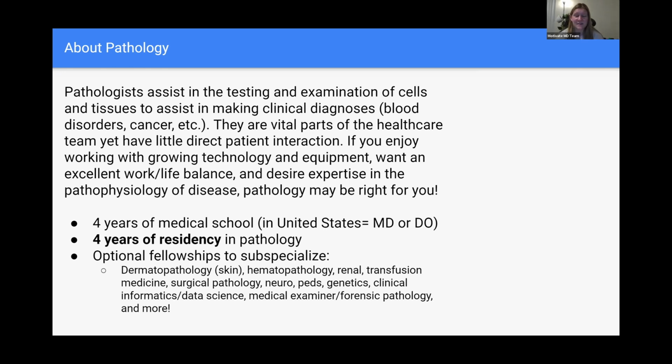Neuropathology: one of the nicest and best professors at the University of Iowa is a neuropathologist, and she's just so passionate and so sweet, and I love her. Peds pathology, genetic pathology, clinical informatics and data science. So if you're into computer science and that kind of thing, it's not my thing, but if you're into that, then there's definitely a place for you in pathology. And then also a little bit of crossover with the legal system as well, medical examiners who perform autopsies and forensic pathology as well, are fields that are, I would say, unique to pathology specifically. And that's just a selection of the ones that I thought sounded interesting, but there's even more than that.